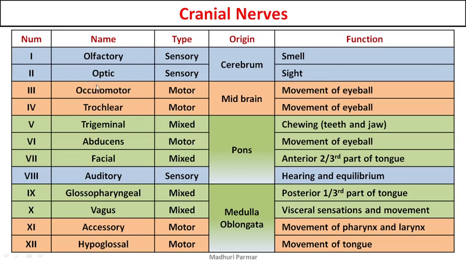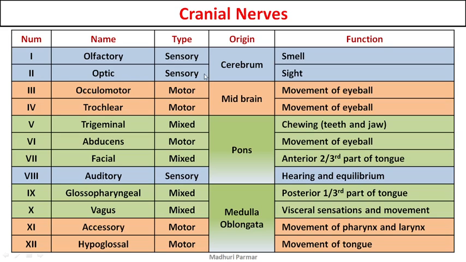Then the second nerve is your optic nerve. Optic, you must have heard optometrist or optic store, right? So optic, from the name itself you can understand it has to do with eyes. It is also a sensory nerve ending in your cerebrum, and its function is sight, okay, vision. Then comes oculomotor. Oculomotor, from the name only you can understand that it is a motor nerve.